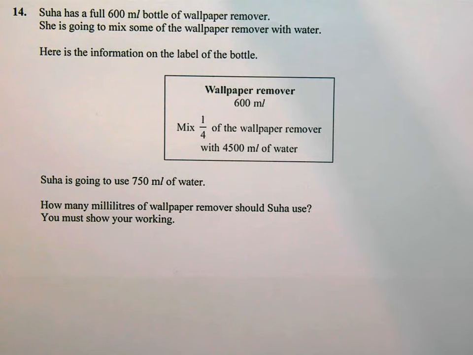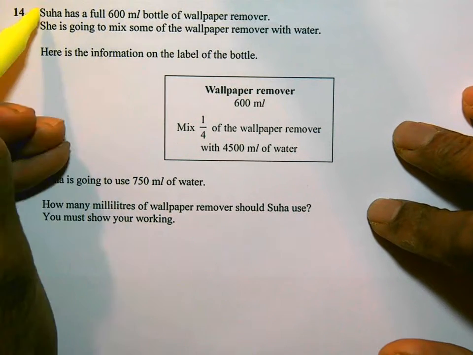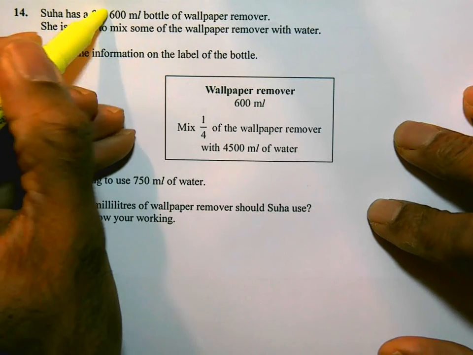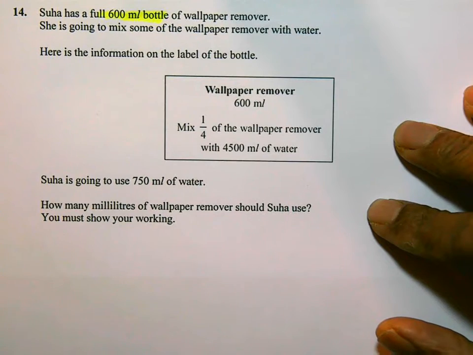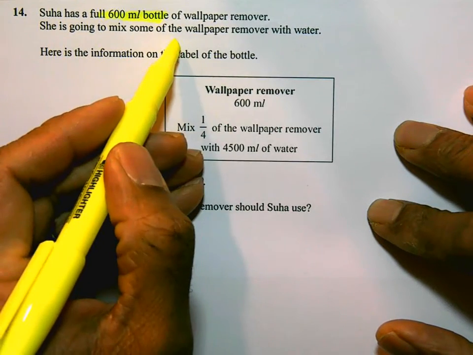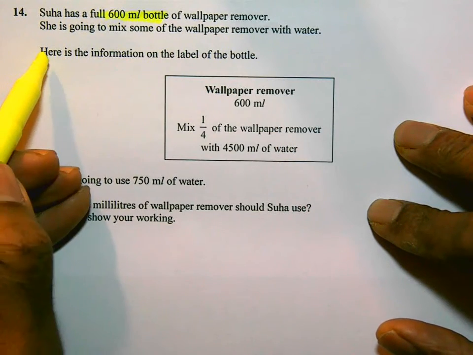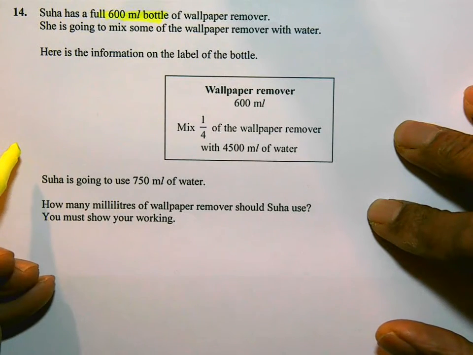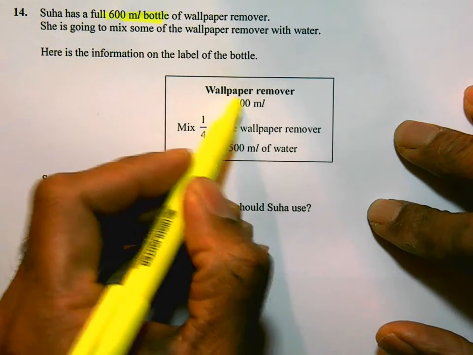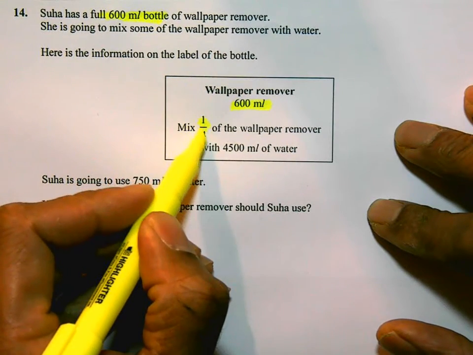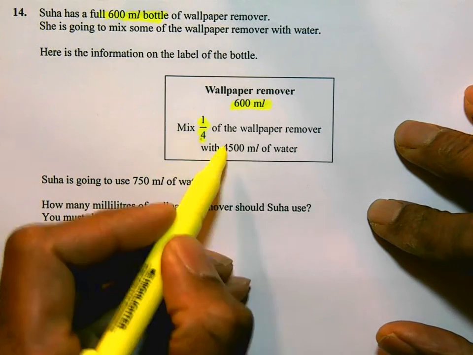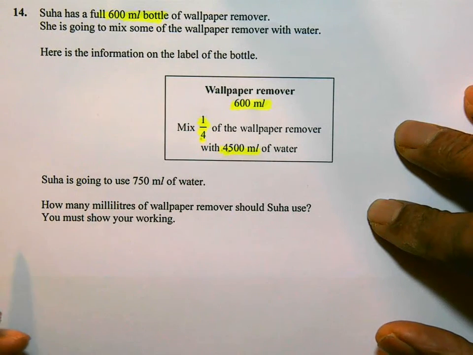This is question number 14 on the November 2014 non-calculator paper. It says here that Susha has a full 600 ml bottle of wallpaper remover. She's going to mix some wallpaper remover with water. Here's the information on the label of the bottle. Wallpaper remover, there's 600 ml in the bottle. Mix a quarter of the wallpaper remover with 450 ml of water.